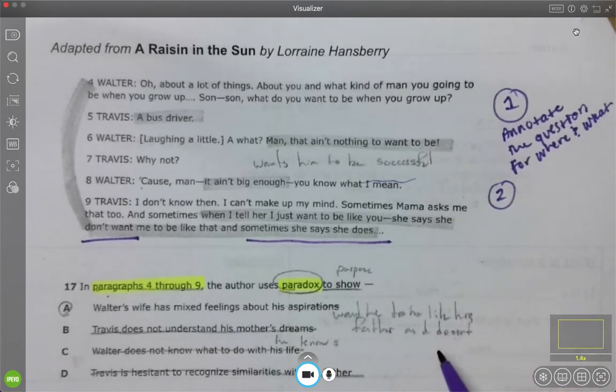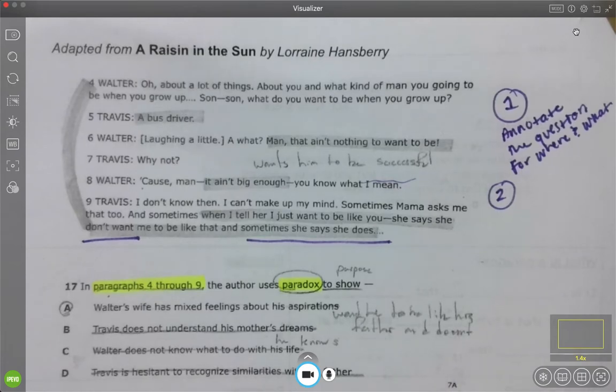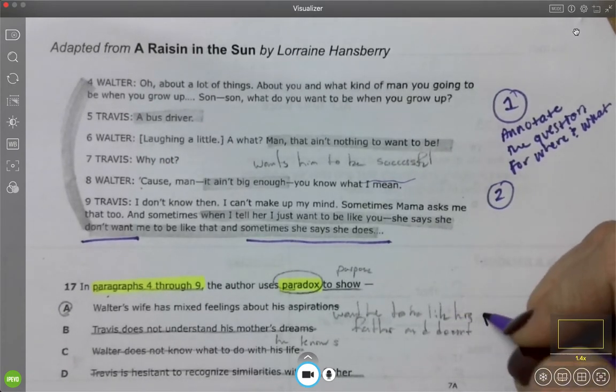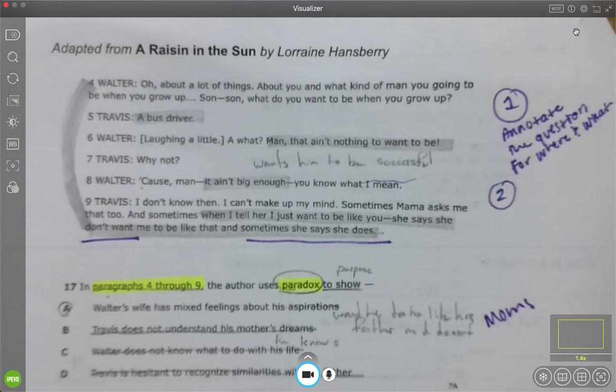So down here, by the question, they have written that we're trying to identify the purpose, because the words "to show" always mean that you're looking for a purpose. And he wrote, "wants to be like his father and doesn't." Well, that's the mom's thoughts. So anywhere in here, I can immediately cross out Travis or Walter, because this is focusing on the mom's thoughts.